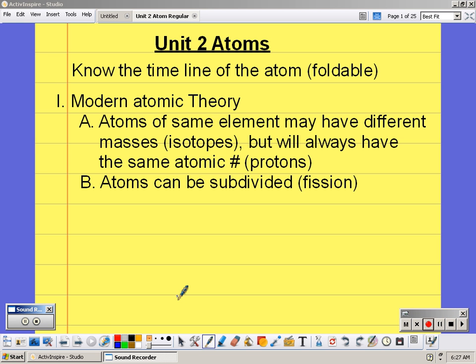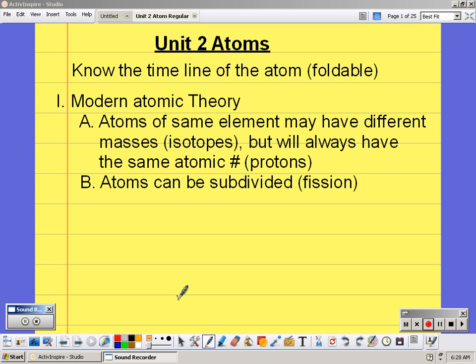Unit 2 is about the atom, so you need to know the timeline of the atom from the foldable that we made in class. The modern atomic theory is based on Dalton's atomic theory, which we listed in our foldable. There were 2 exceptions to the modern theory that Dalton put down. Atoms of the same element may have different masses because of isotopes, but they will always have the same atomic number because that's the number of protons.